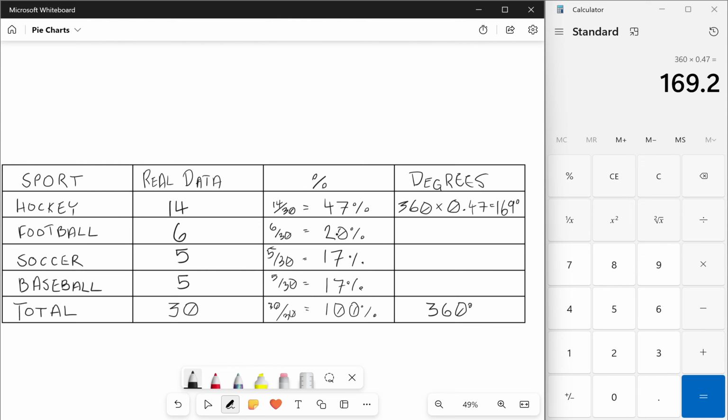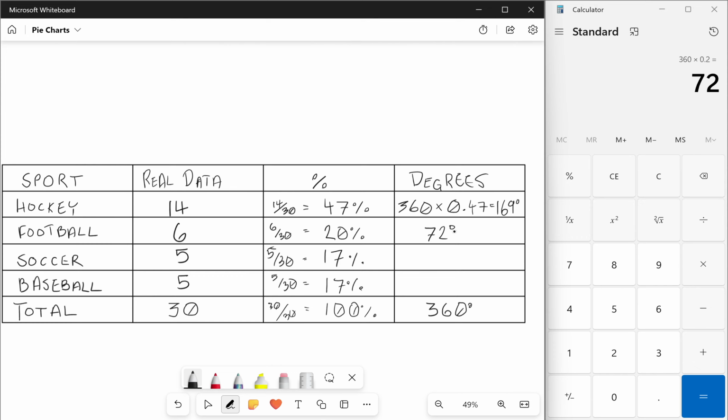So for football, we know football was 20%. So what's 20% of 360? I'm going to take the whole number, 360, and multiply by the decimal version of the percent. What's the decimal version of 20%? 0.2 or 0.20. Both are the same. 72 degrees. So 20% represented by football, 6 votes out of 30, 20%, 72 degrees.